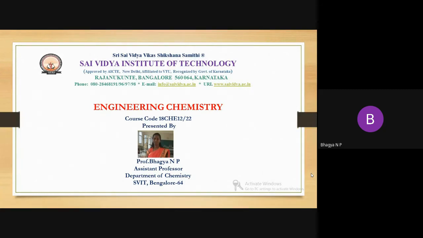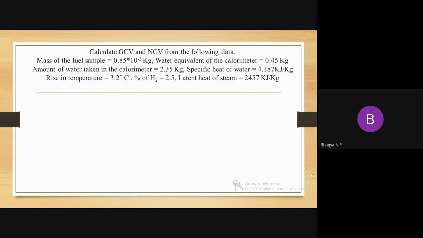In this class, we are going to solve some more problems about GCV and NCV on bomb calorimeter. So the first problem is to calculate GCV and NCV from the following data. All the data is given in the problem. So what are those data?